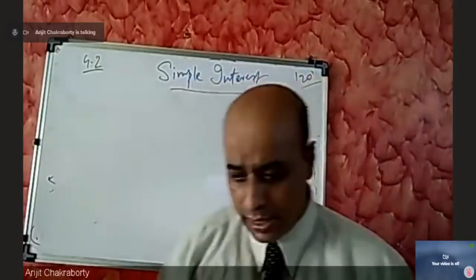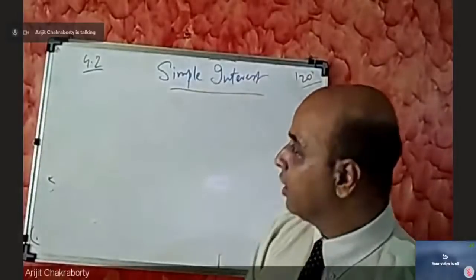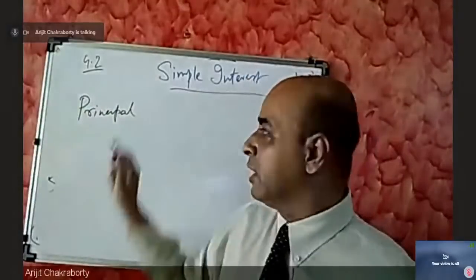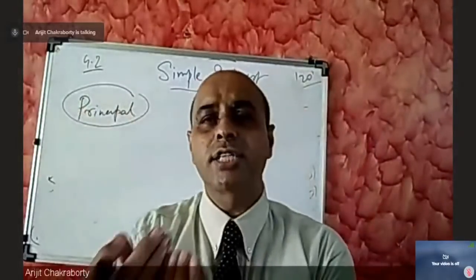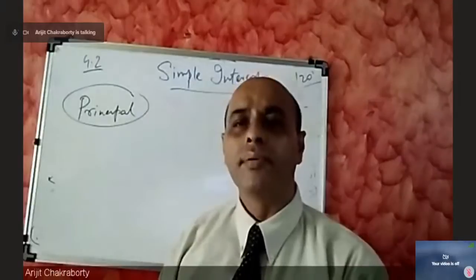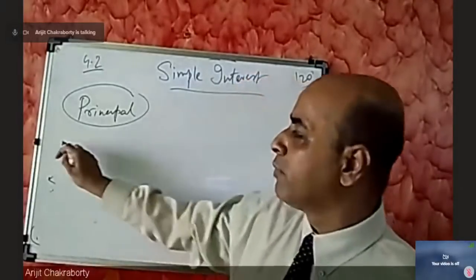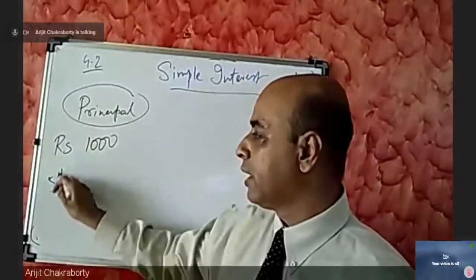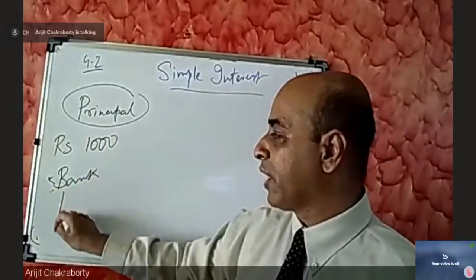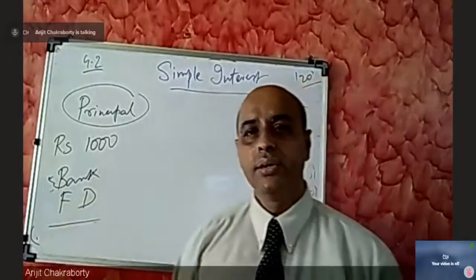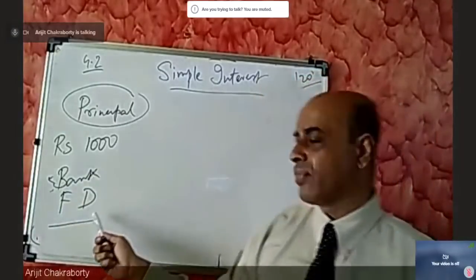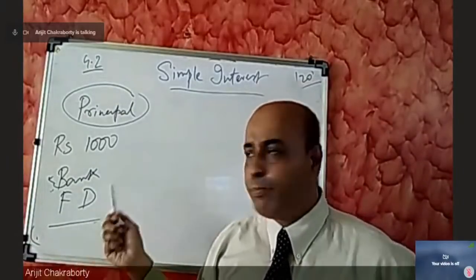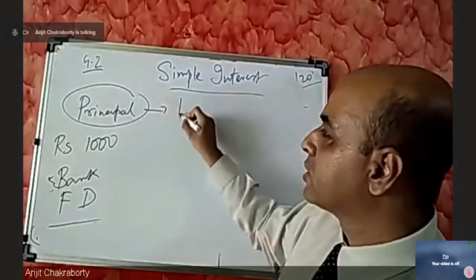Simple interest. So we have principal. First point, principal. Principal is what? The sum of money which has been given as a loan. So I am investing, say, rupees 1,000 in a bank fixed deposit, FD. I am investing rupees 1,000 in a bank fixed deposit. The bank is paying me some interest.